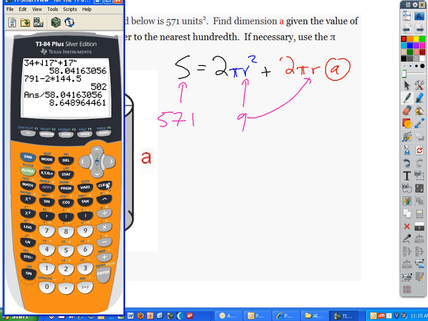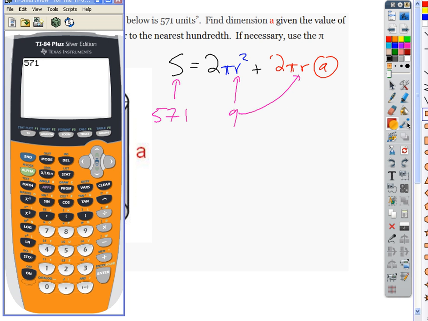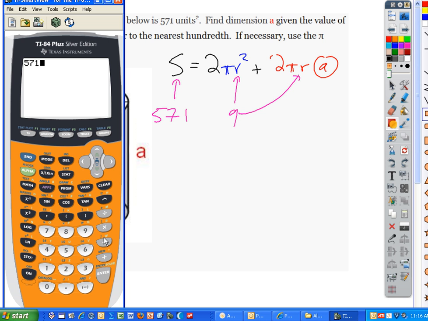Subtract the 2 pi r squared. Good, I'm going to subtract the 2 pi r squared. And we could calculate the 2 pi r squared separately if we want to, or we can just subtract the whole thing. So 571 minus 2 times pi times 9 squared gives us that. Okay, and we've gotten rid of that stuff. Now what?